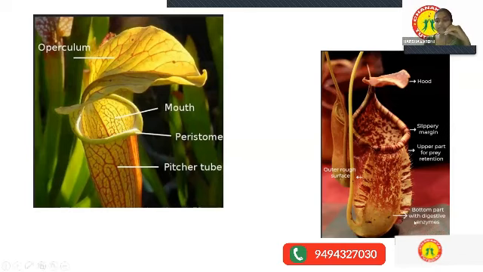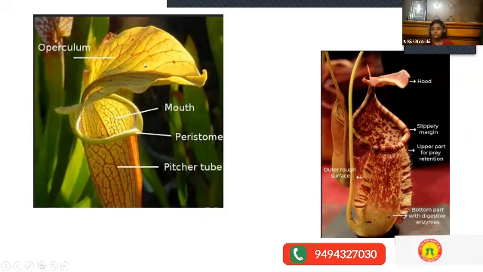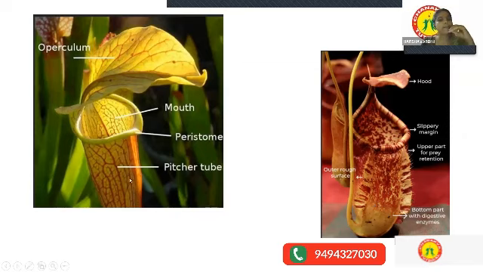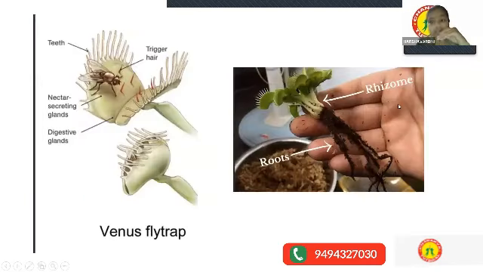Can you see the right hand side of this image, the bottom part with digestive enzymes? The pitcher plant has digestive enzymes at the bottom part. These digestive enzymes will get spoiled when they react with rainwater. So during the rain, the operculum helps the pitcher plant save the digestive enzymes. So remember that. This is also called the hood, and this is called the peristome. Remember, the peristome, mouth and pitcher tube parts are very important. Now we will go to the Venus flytrap.